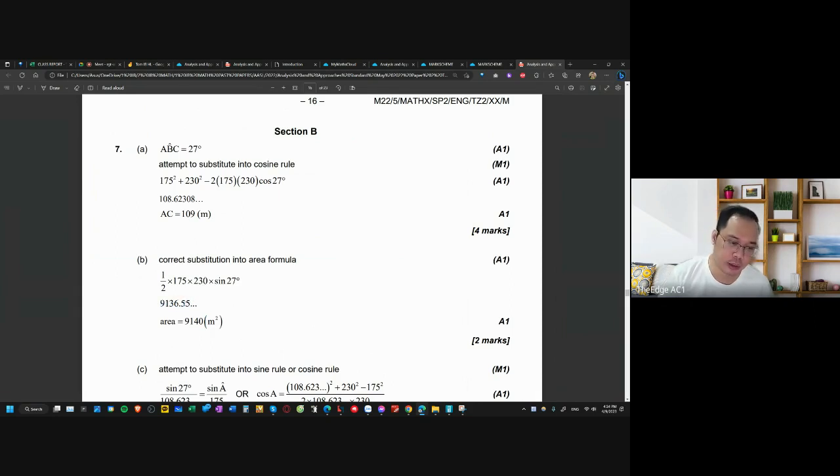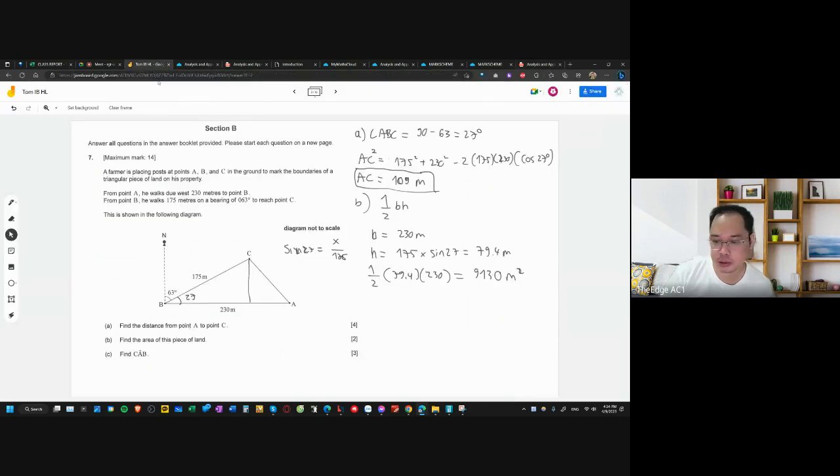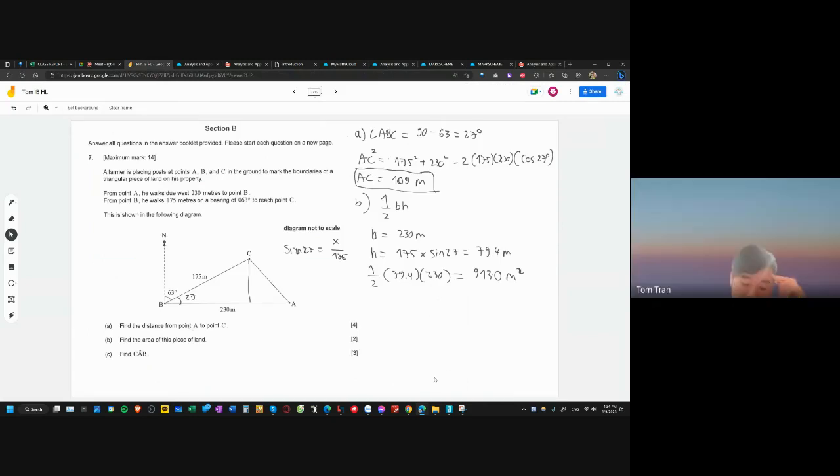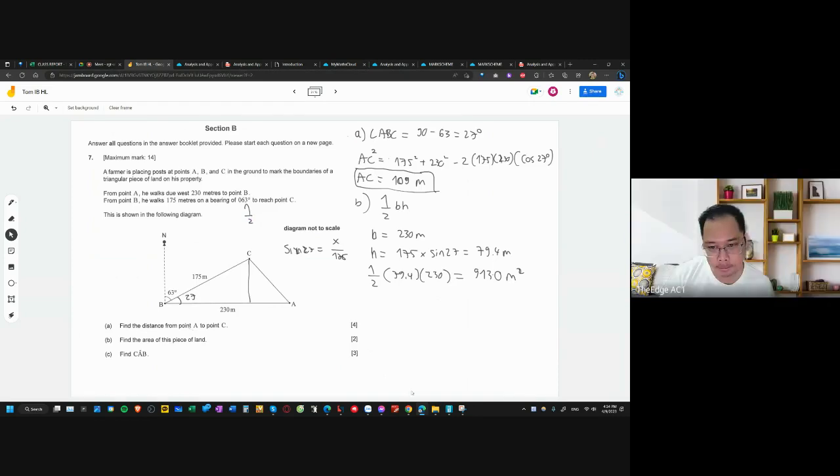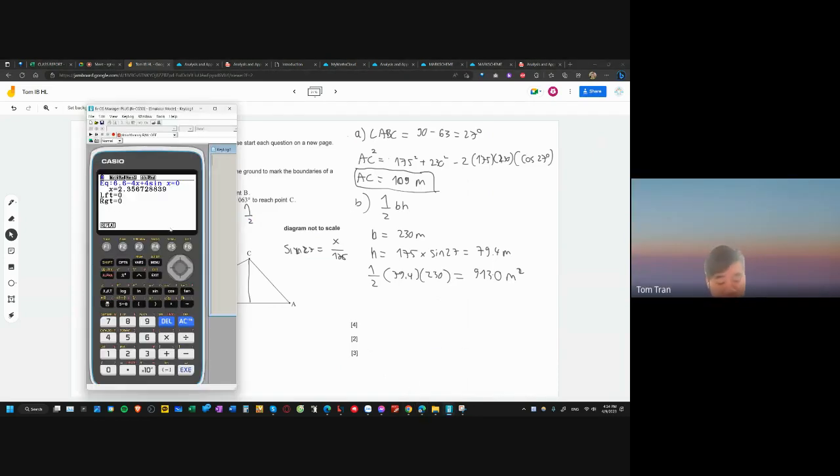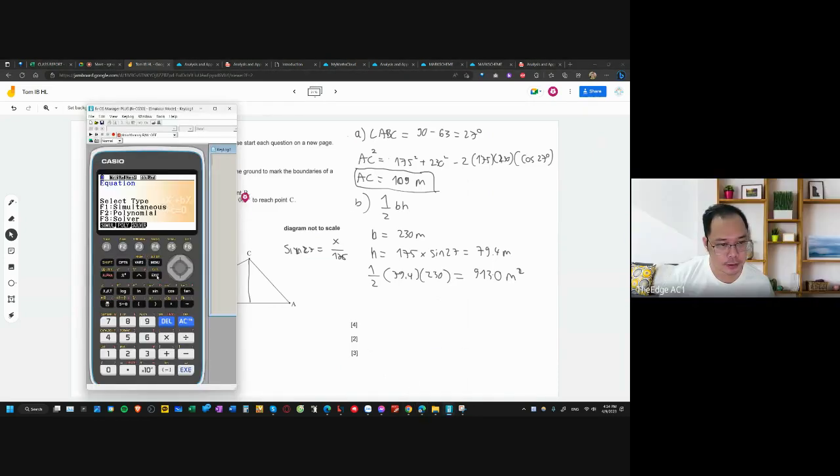9136.5, and then they round to 0.7, and from 7 round to 40. 9140. I'm sure because they use the 1/2 AB sine C formula. So it's a bit higher than what we got.